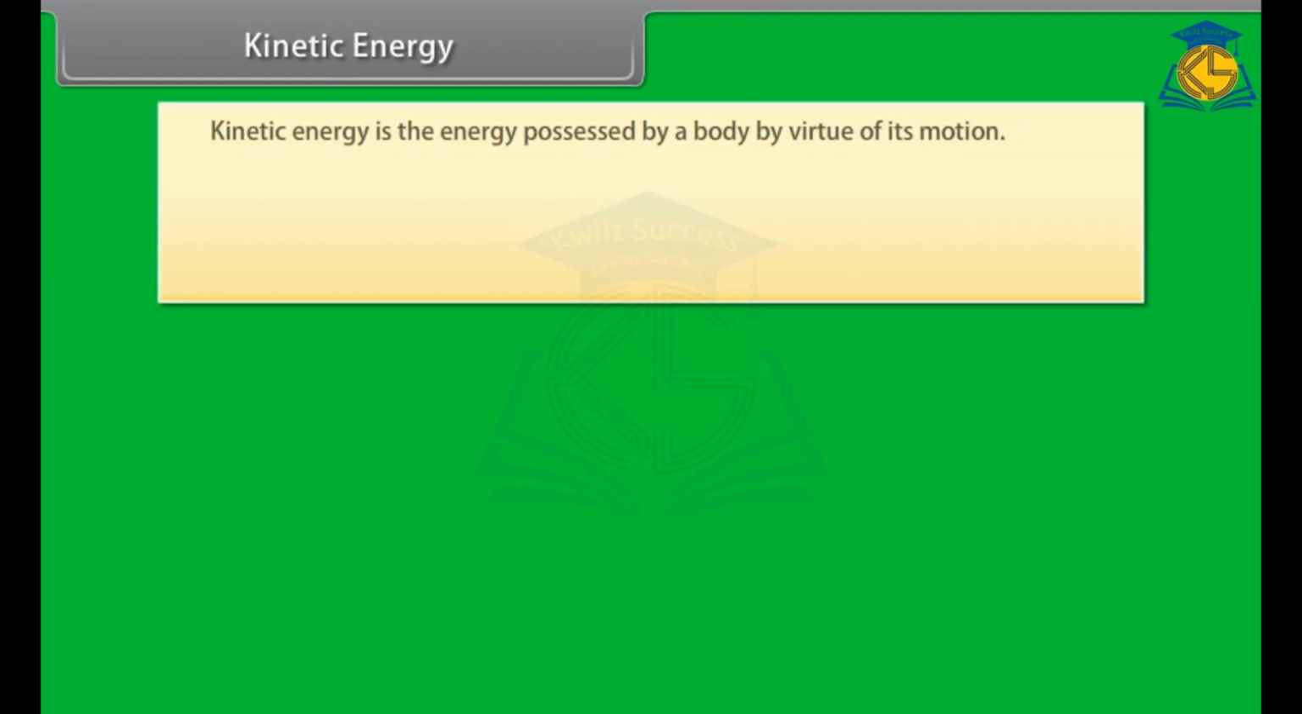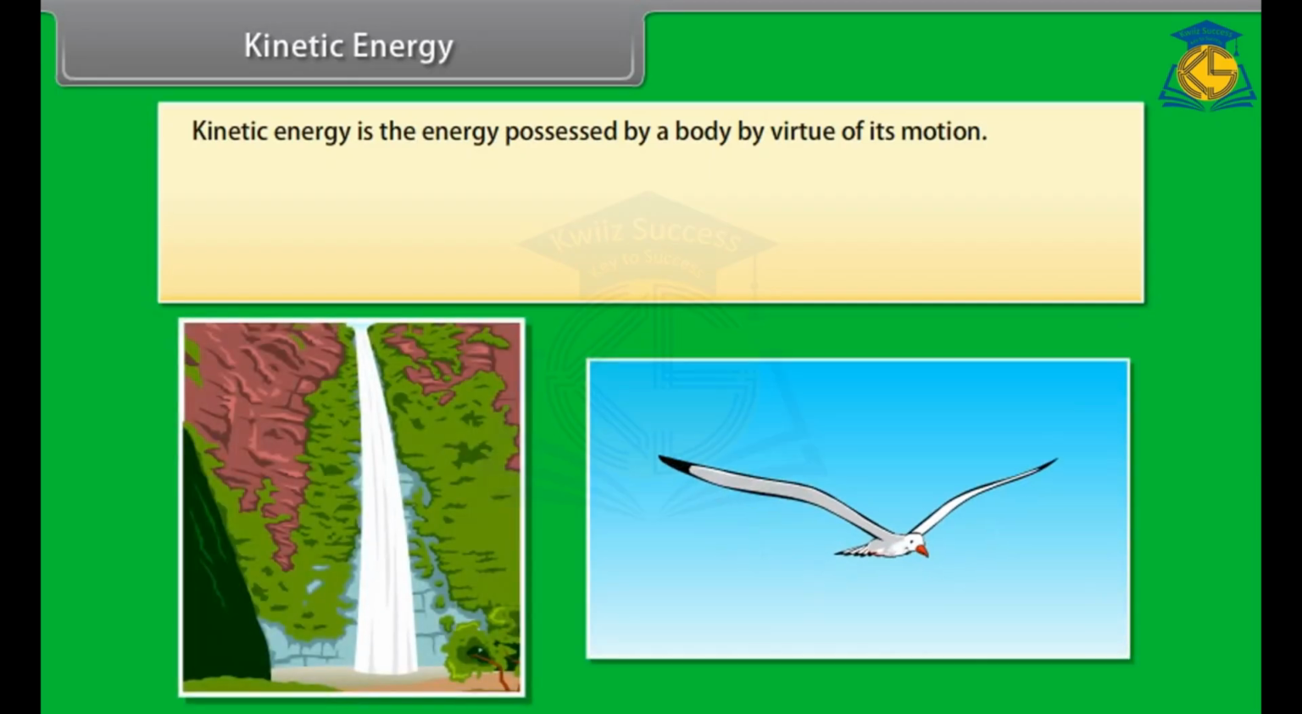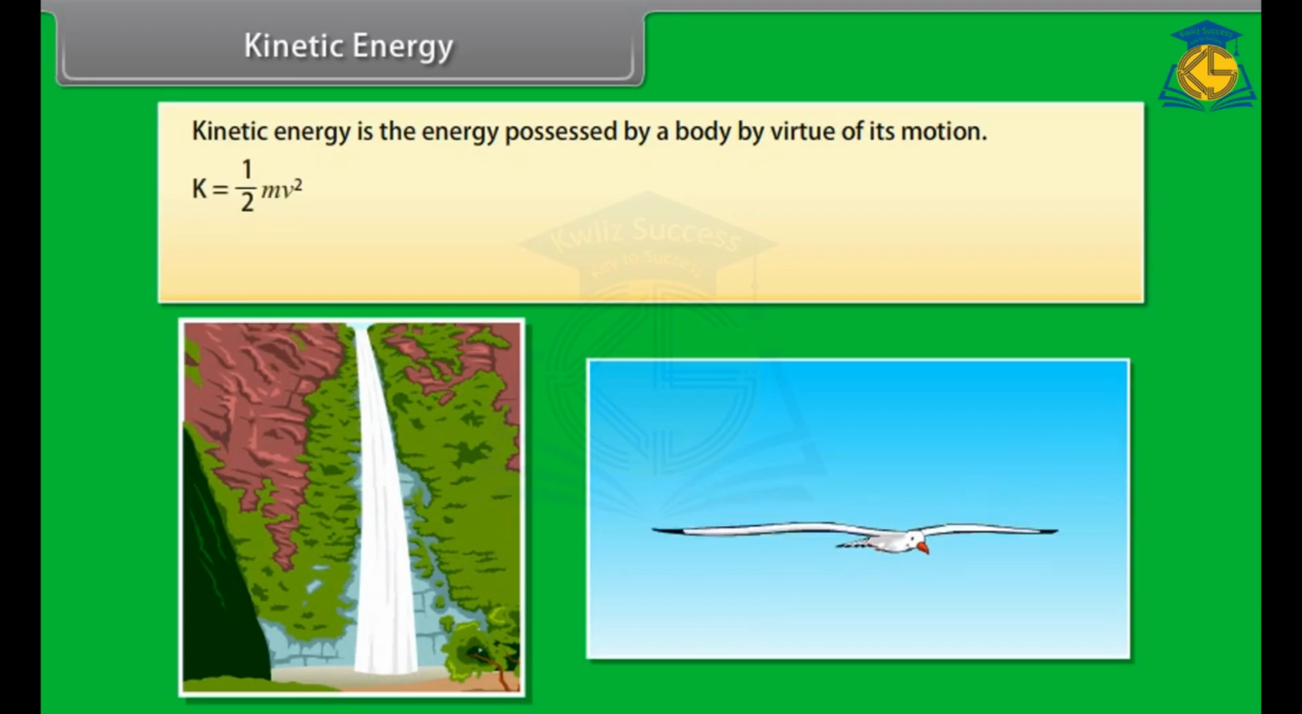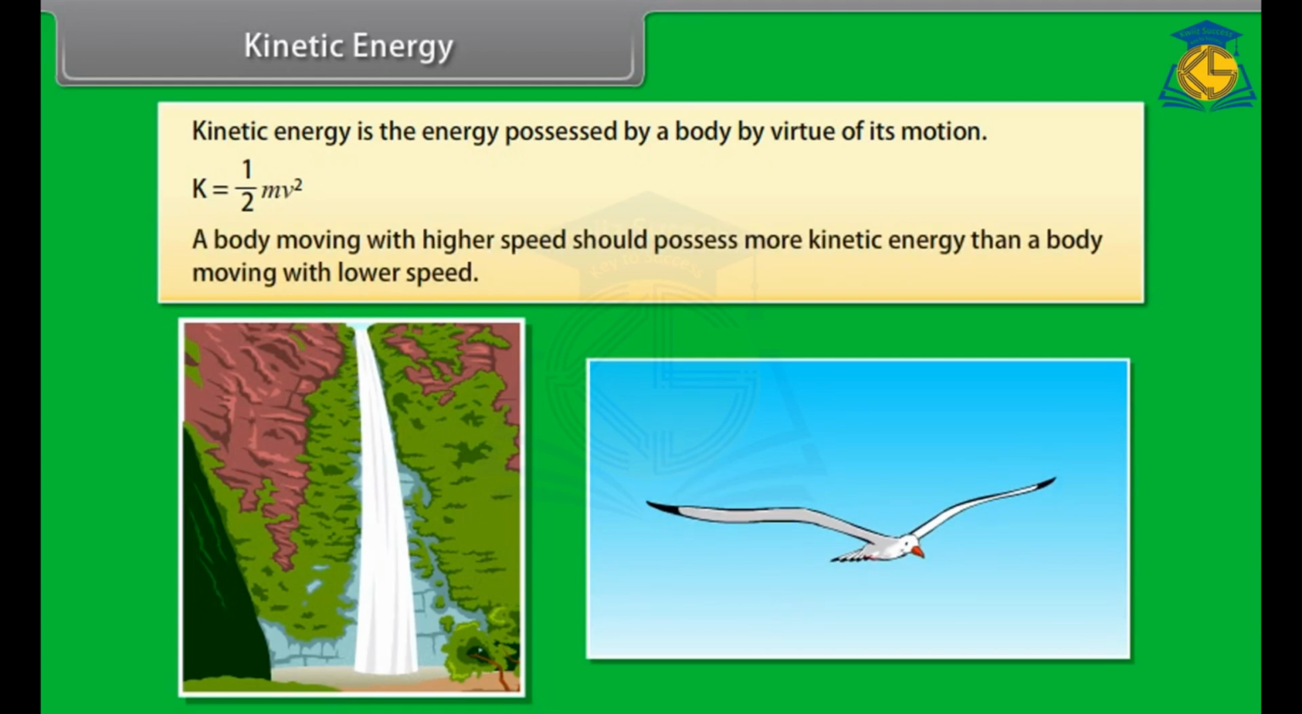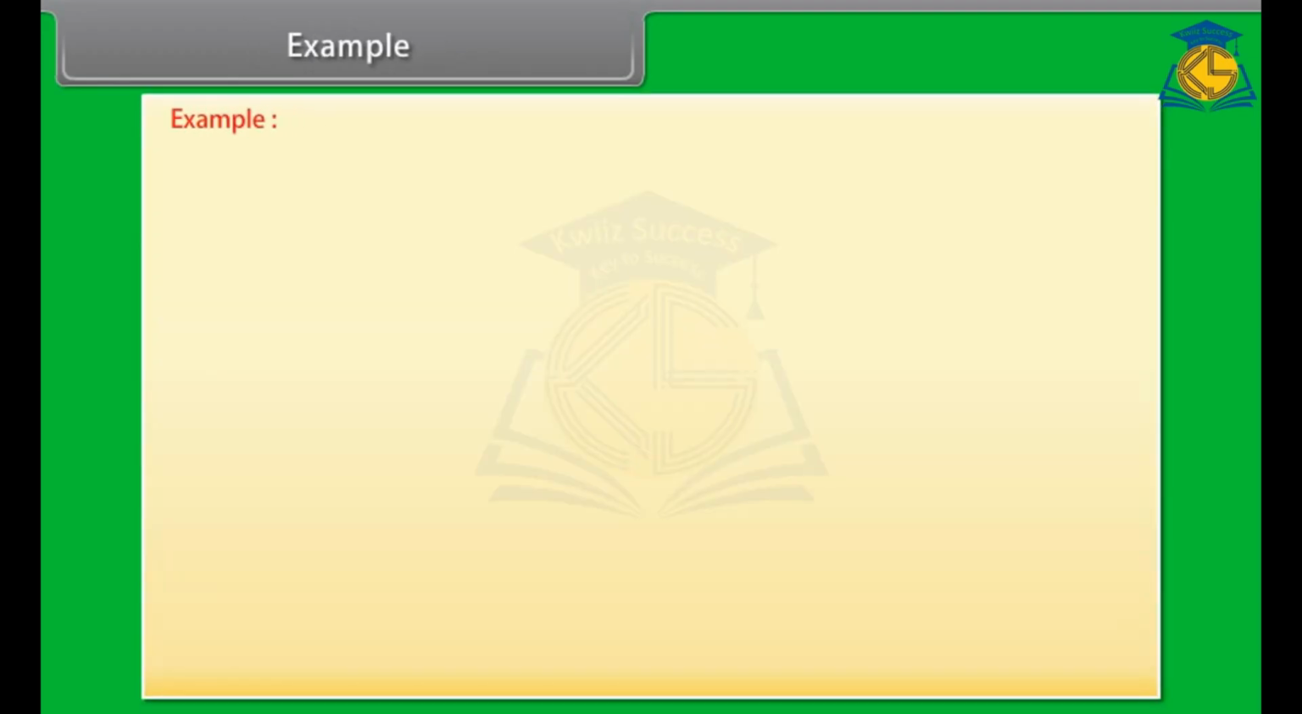Kinetic energy. Kinetic energy is the energy possessed by a body by virtue of its motion. Kinetic energy is equal to half mv square. Running water and a flying bird are a few examples of bodies possessing kinetic energy. It is logical that a body moving with a higher speed should possess more kinetic energy than a body moving with lower speed. Example. Let's take an example of kinetic energy.